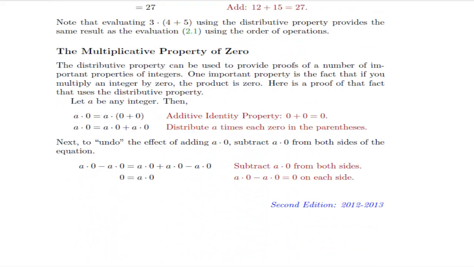The multiplicative property of 0. The distributive property can be used to provide proofs of a number of important properties of integers. One important property is the fact that if you multiply an integer by 0, the product is 0. Here's a proof of that fact that uses the distributive property.